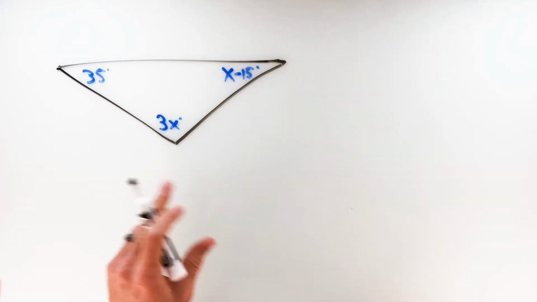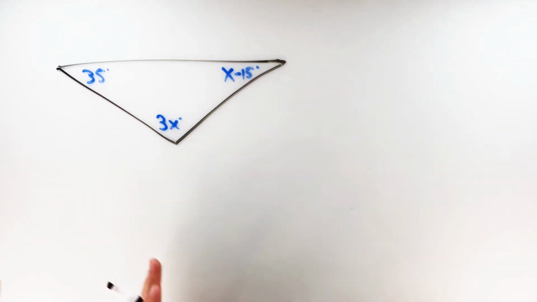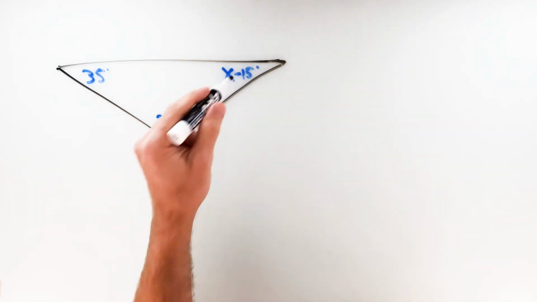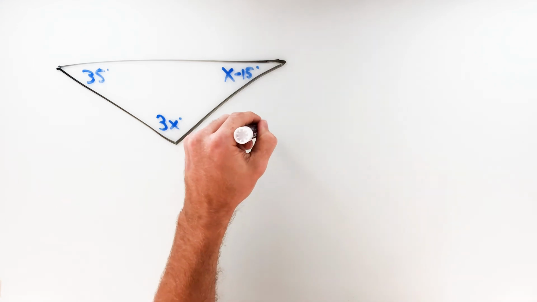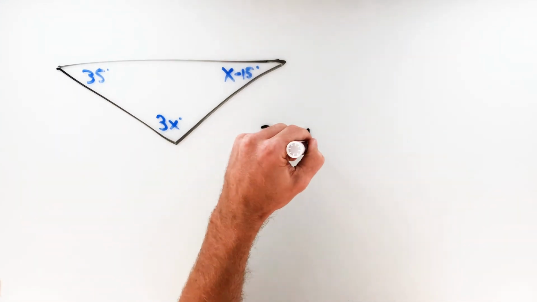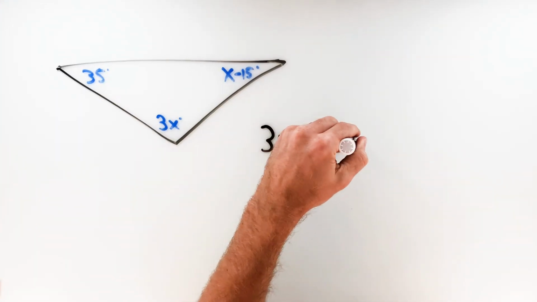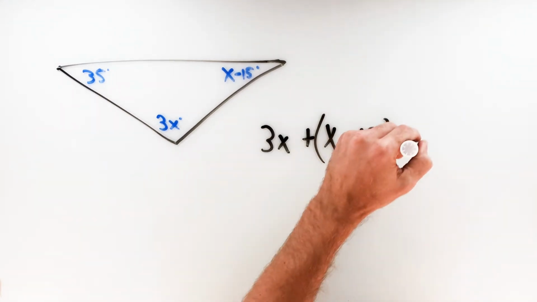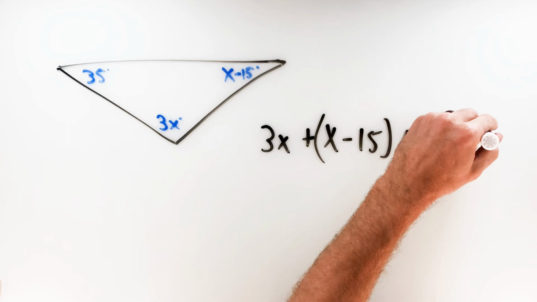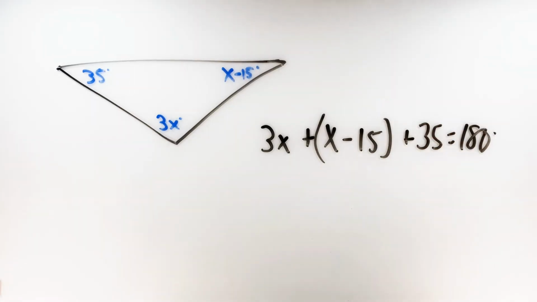So if I add up all three of these angles together, I can set that equal to 180 degrees. And since I've just got one variable, I've just got x's, this won't take too long. So if I add up all three together, I've got 3x plus the x minus 15, I'm going to put that in parentheses here, and then plus 35. All three of those angles have to equal 180 degrees.